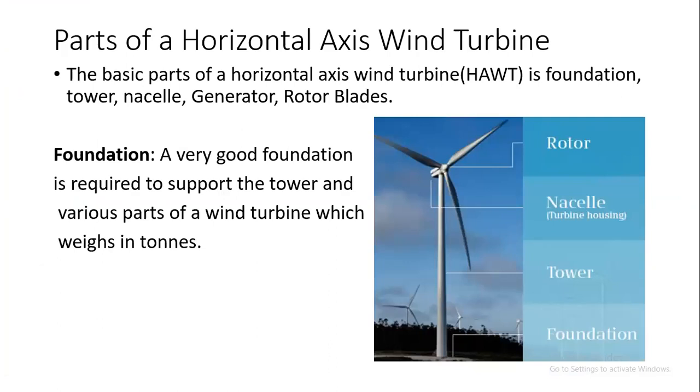Parts of a horizontal axis wind turbine. These are the parts which we all know. In the wind turbine, this one we call the rotor. The nacelle is the turbine housing on which the power control circuitry and generator sit. The tower is what the wind turbine hangs on for support. The foundation on which the tower stands should be very strong.